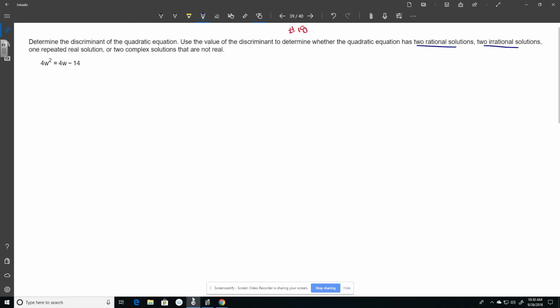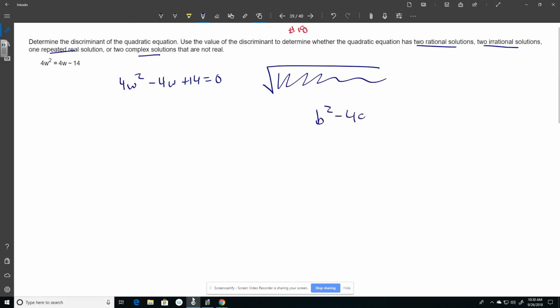That means we'll keep going. One repeated real solution, or two complex solutions that are not real. So when I take the discriminant, 4w squared, first I need to set this equal to 0. So -4w plus 14 equals 0. Remember, the discriminant is the part of the quadratic formula that's underneath the square root. So it's b squared minus 4ac.